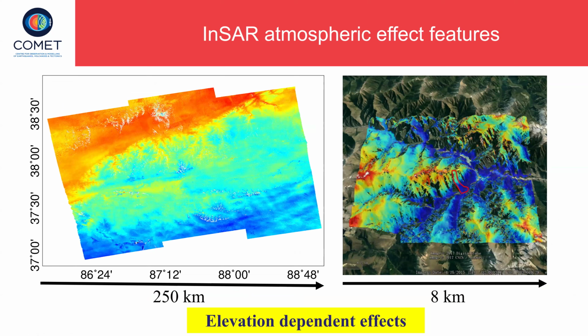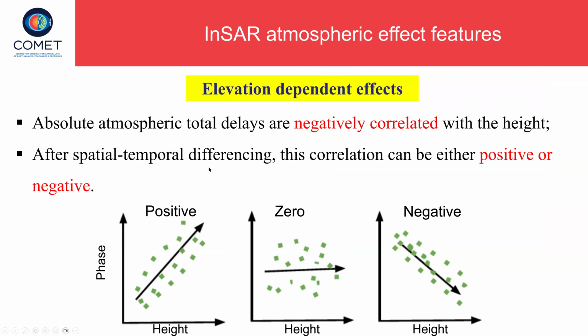Another very important effect is called the elevation dependent effect, which you can see from these two figures. It may be irrelevant to the size of the interferograms. You can see it clearly on large interferograms, and you can also see it on a smaller interferogram. Even for this 8 kilometer interferogram, which is really small, you can clearly see the tropospheric effect because of the variations in topography. You can clearly see it's similar to a DEM, because the absolute atmospheric delays are negatively correlated with the elevation. So it's a negative correlation. But after double differencing, after spatial-temporal differencing, this correlation can be either positive or negative.